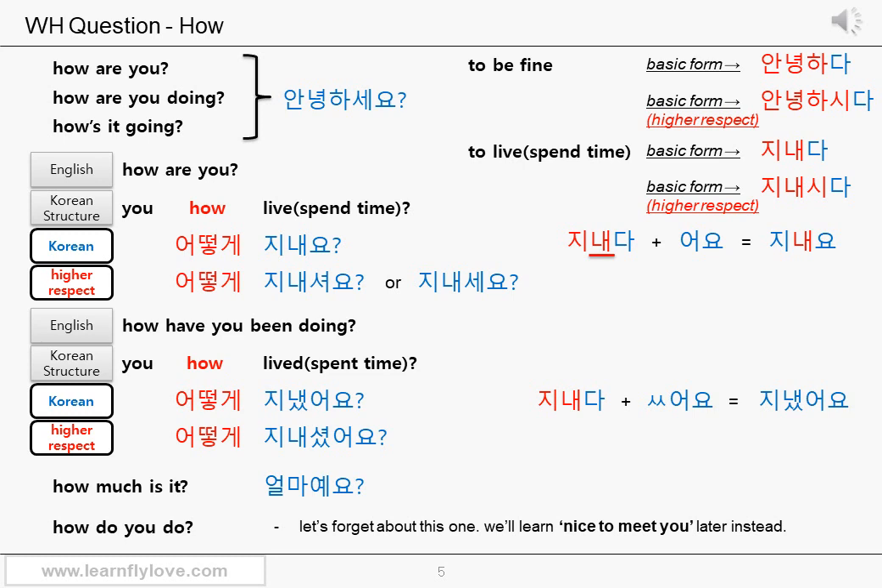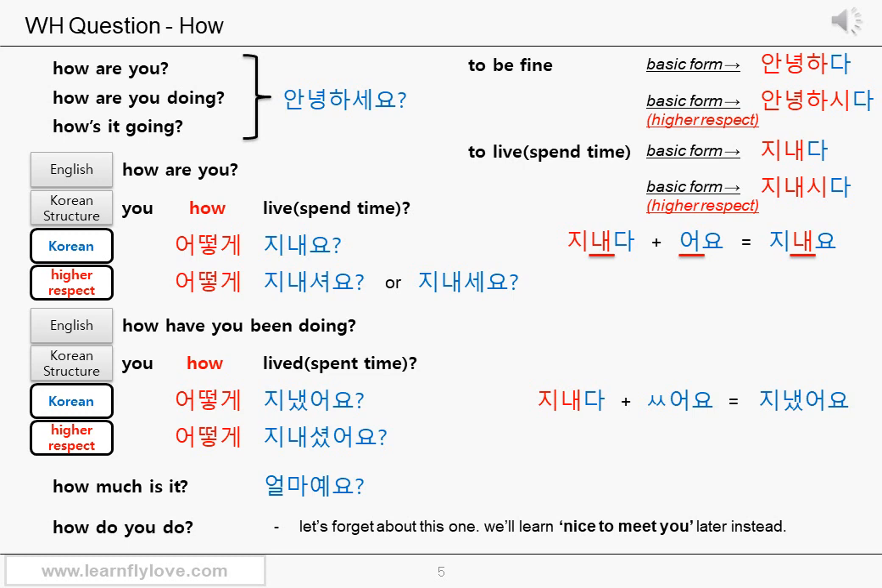지내어요. But 내 sound is supposed to combine with the 어 sound since it has no final consonant. Imagine 애 vowel and 어 vowel put together and make one vowel. So 어 vowel must be offset by 애 vowel. So it becomes just 내 sound. So 지내요 is correct rather than 지내어요.